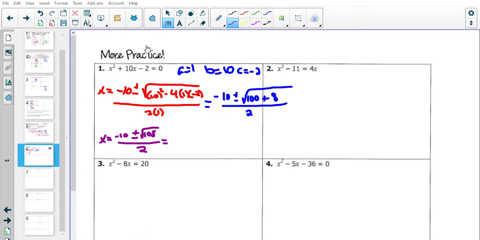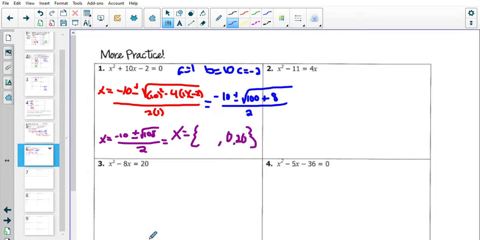So I'm going to use my calculator. I'll get rid of these. So we have -10 plus the square root of 108, all divided by 2. That gives me 0.196. That's going to round up to 0.20. So we have x equals 0.20 as one of them.